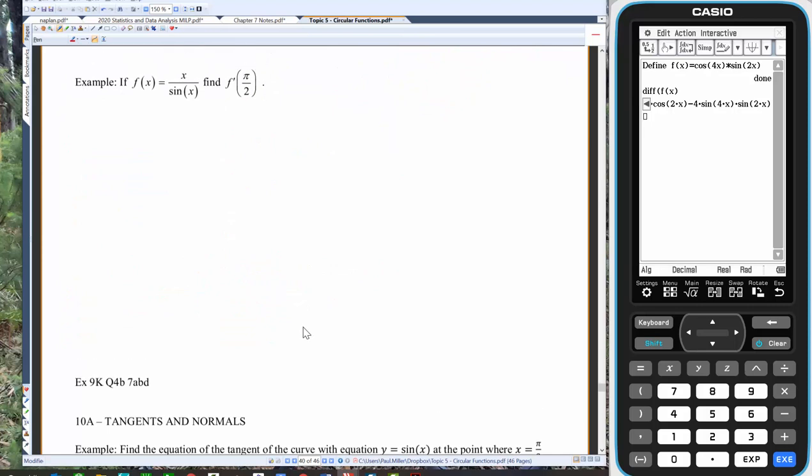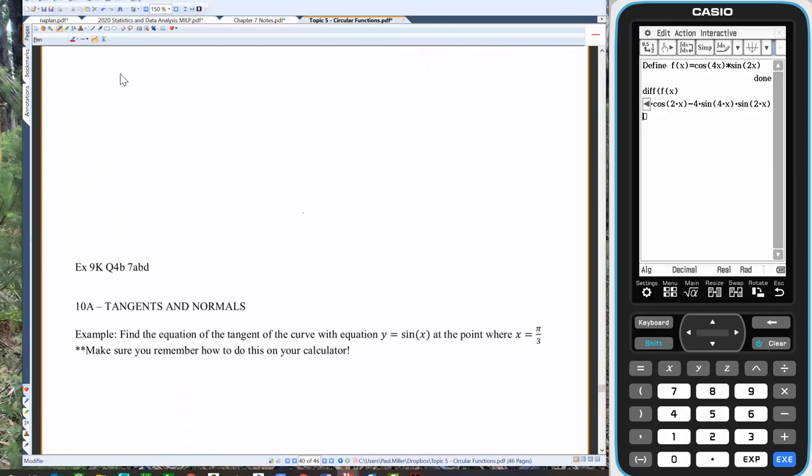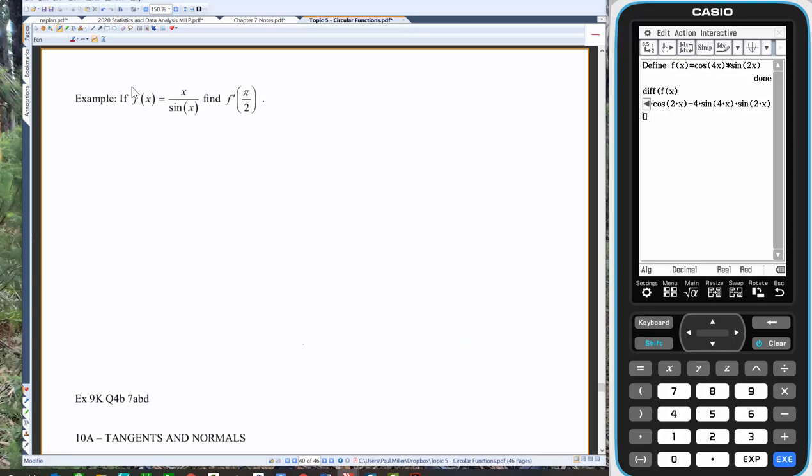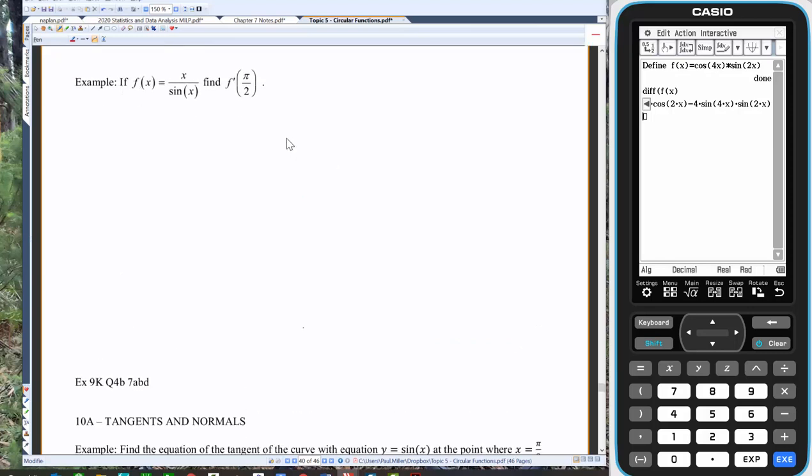All right, here is a classic exam problem. Exam 1 will have something very similar to this particular problem. If f of x equals x over sine x, find f dash pi on 2. First of all, let's find its derivatives. So we're going to go u equals x, v equals sine x.